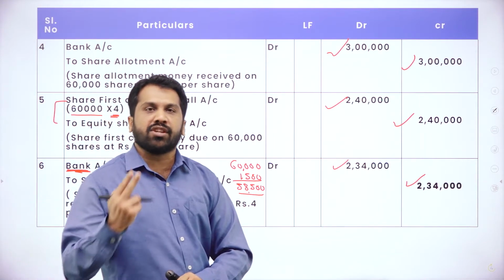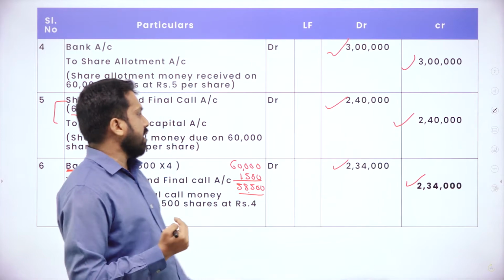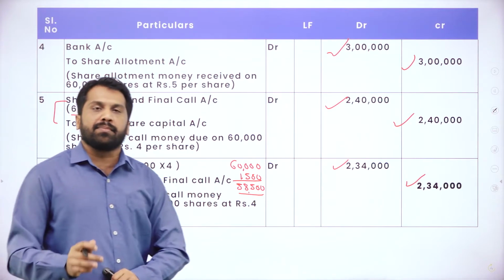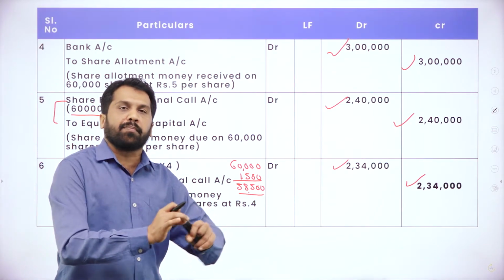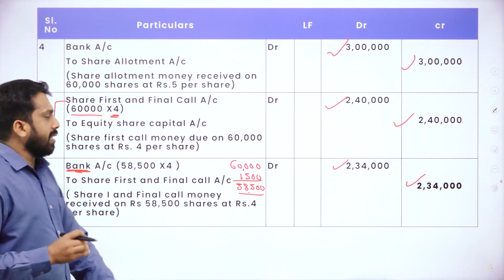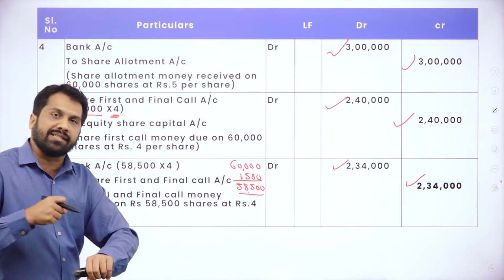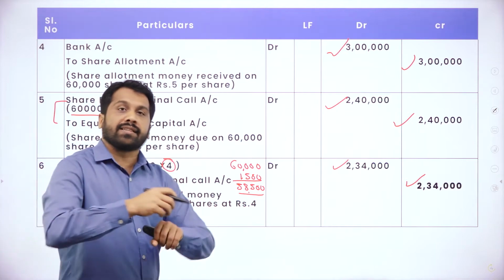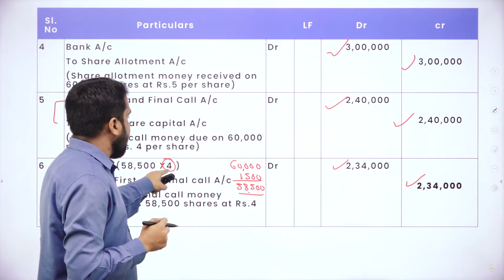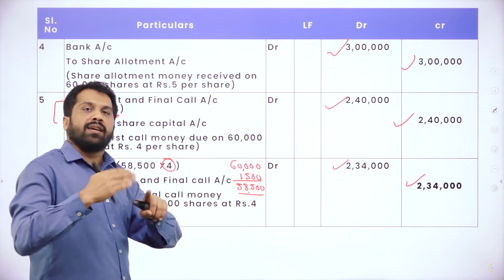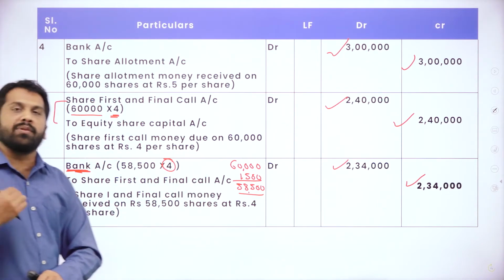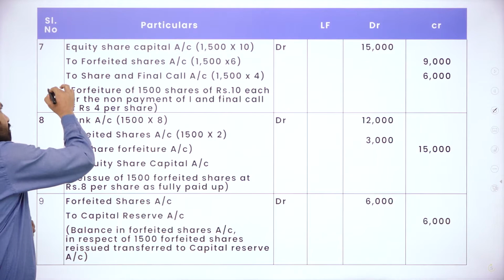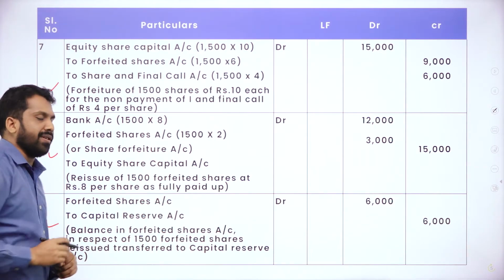After issue of shares, what is stage 2? Forfeiture or cancellation. Why cancellation? Because 1,500 members have not paid. If they are not paid, what will the company do? The company will take back and cancel whatever shares were given to those 1,500 members. Why? Because they have not paid 4 rupees. Now we'll cancel these shares. Forfeiture: how many entries are there? 3 entries. So we have journal entry number 1, 2 and 3.